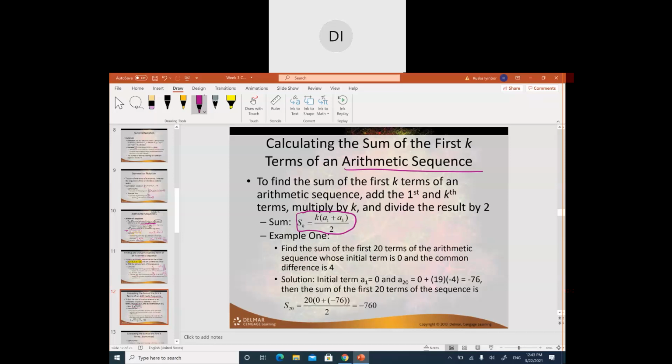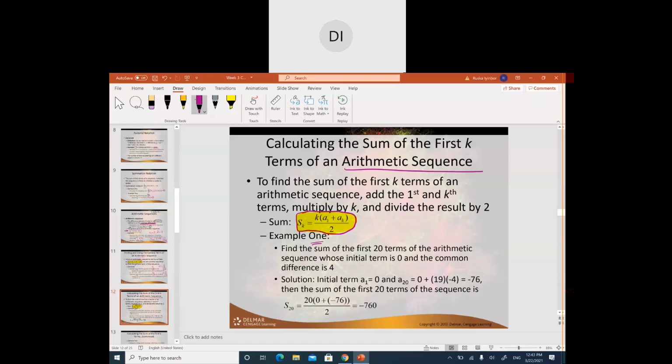Okay? So here we have an example. This formula for the sum of an arithmetic sequence is also going to be included in your formula sheet. So this is the formula. If it's an arithmetic sequence, this is the formula you're going to use. Okay, so here you have an example.